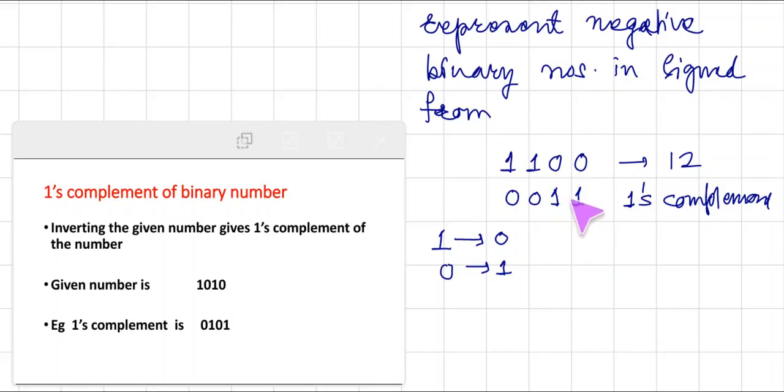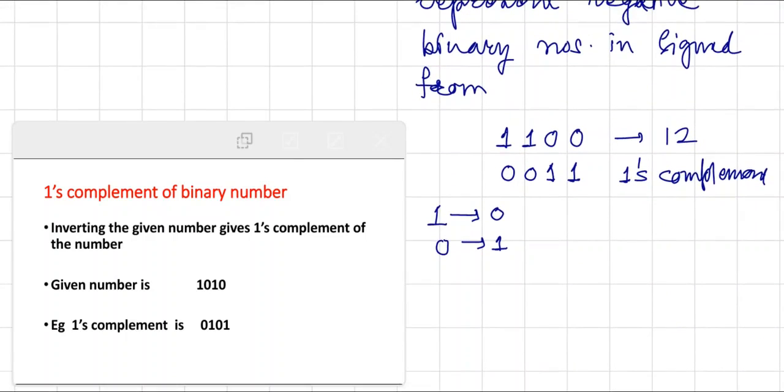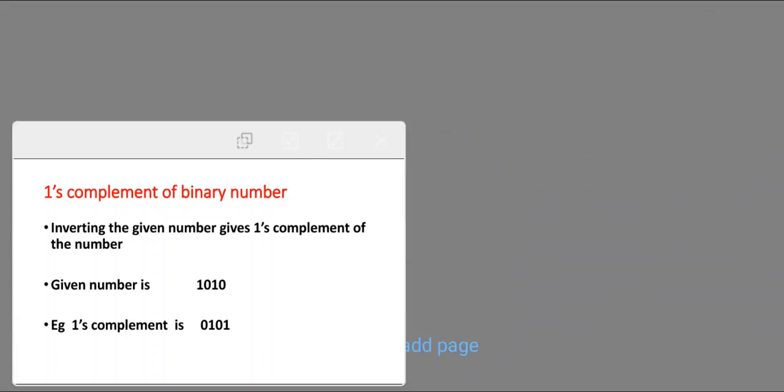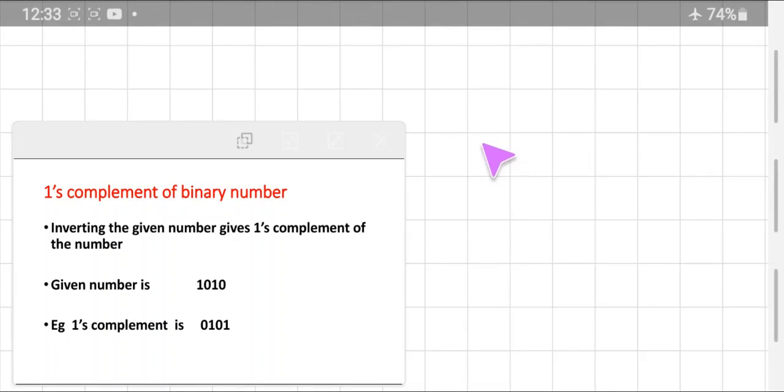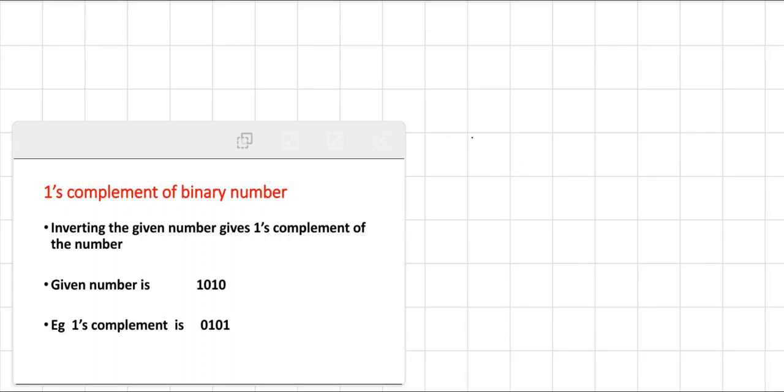Now let us consider how this ones complement system can be used to represent negative binary numbers. For example, if I want to convert the number 12, remember that it is a positive 12. For the sake of understanding, let us consider only the magnitude, that is 1, 1, 0, 0.